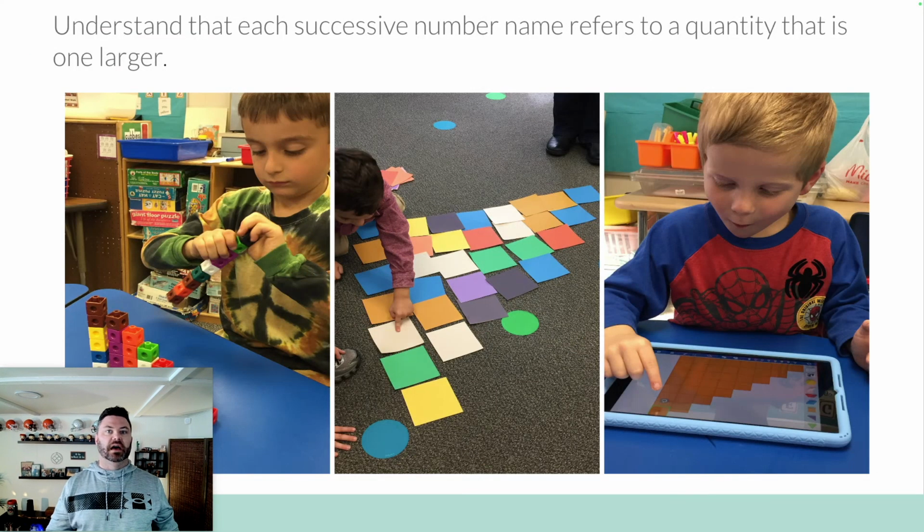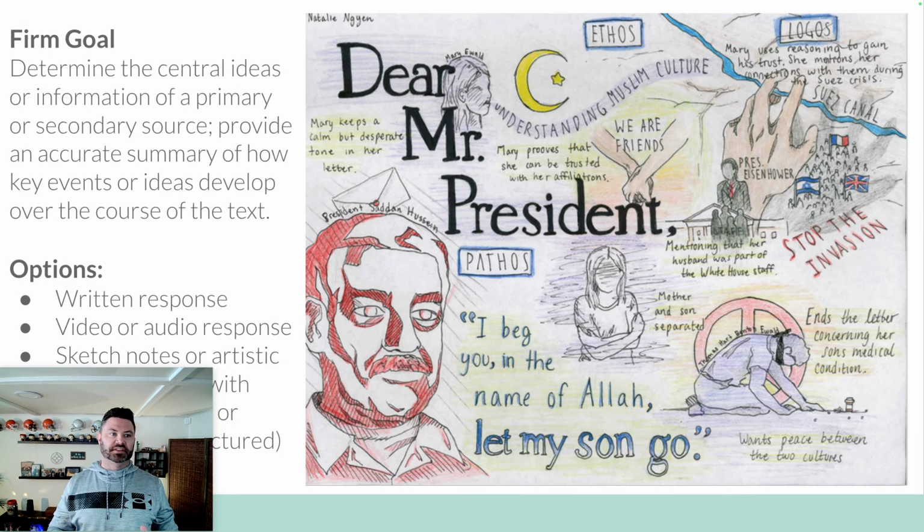So when we think about construct relevance, we see examples all over the place, like understanding that each successive number refers to a quantity that's one larger. We could do that through base 10 blocks, through construction paper, even through an iPad app. Or check this out. I love this example. If we want to determine the central ideas of a text, we could have students write it out. We could have a video or audio response, or even do this sketch note, which is absolutely amazing. When you look at this, students absolutely know what the central ideas of this text are all about.